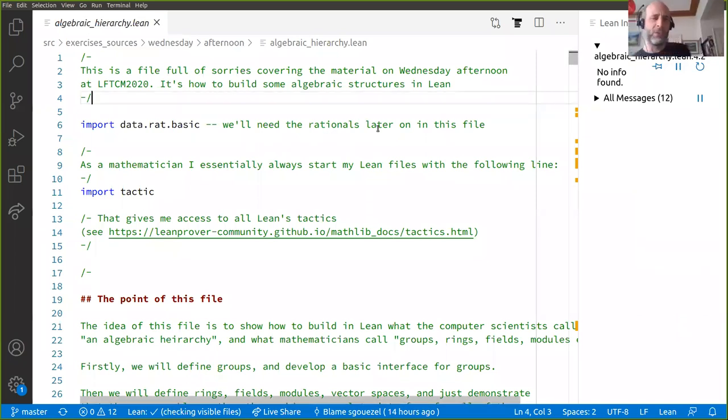Hello. I've got a small screen. I need to minimize everything. Right. Is my audio okay? And can you see the Lean? Yes, I can hear you, and I can see VS Code.